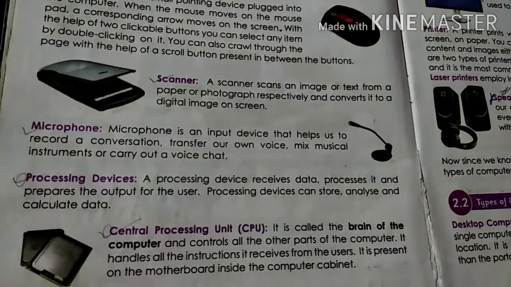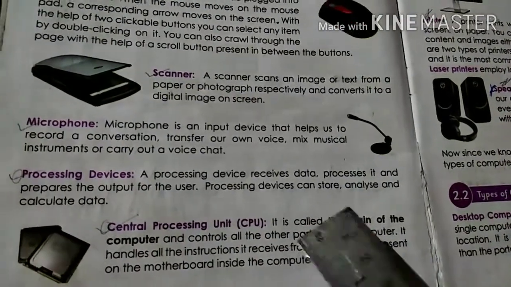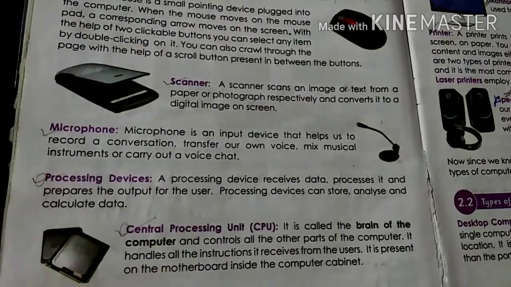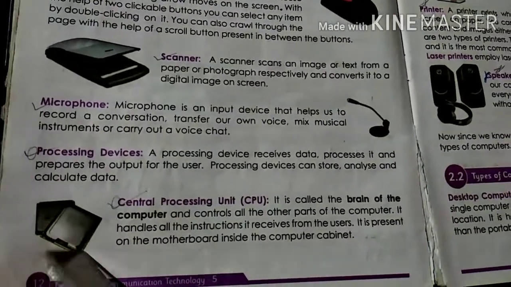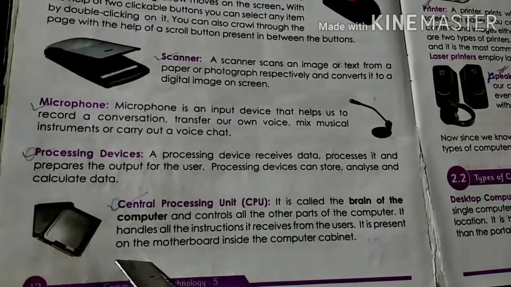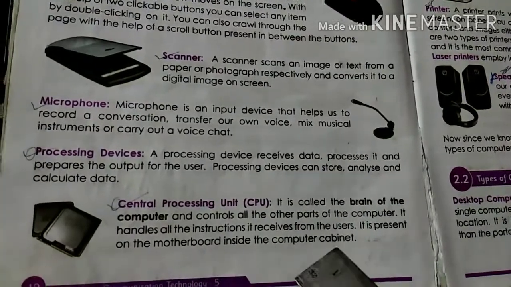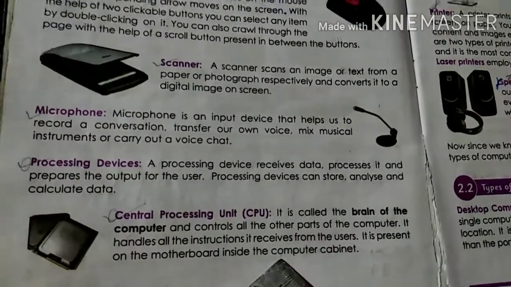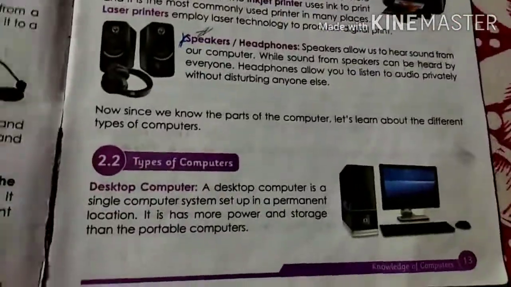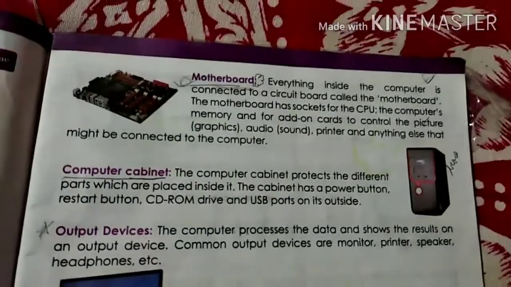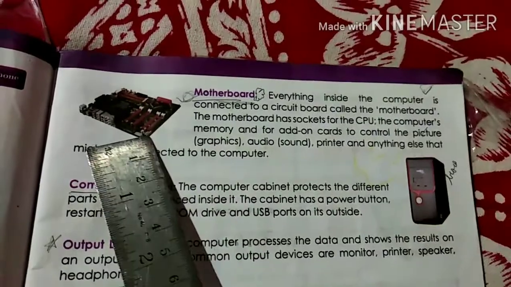It is present on the motherboard inside the computer cabinet. So as I told you, students, these CPU chips are located on a motherboard and the motherboard is placed in the cabinet. Understood? So we will proceed further towards page number 13, motherboard. You can see in this picture, this is the motherboard.